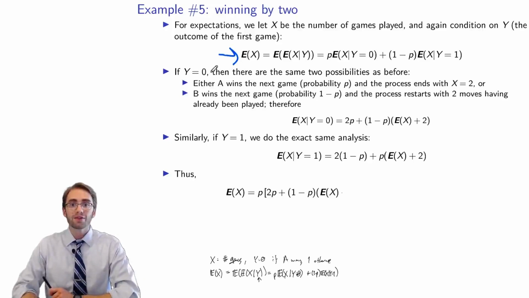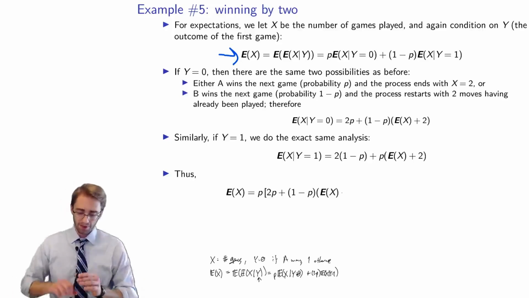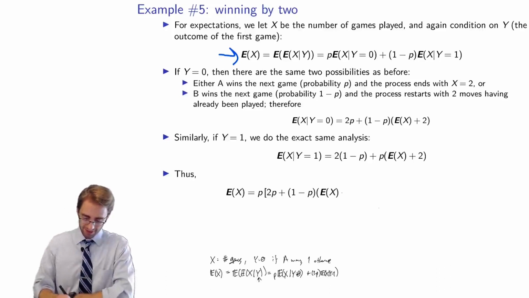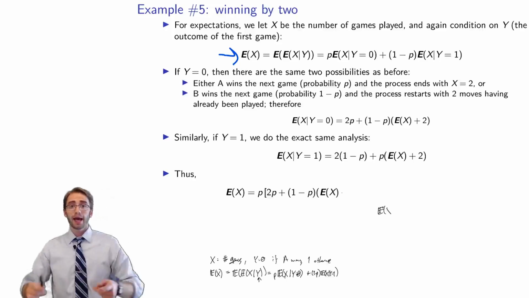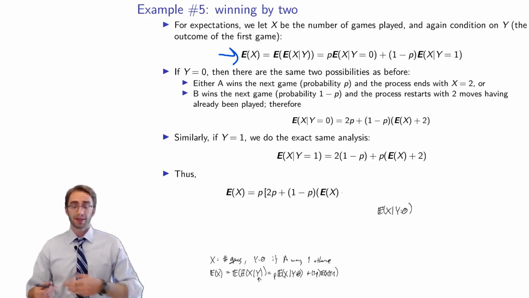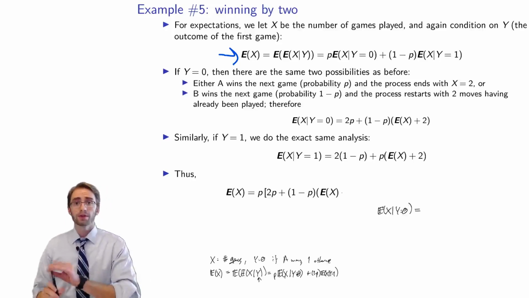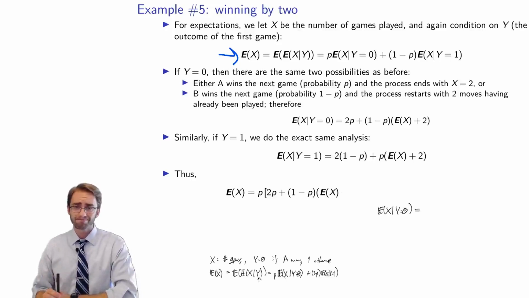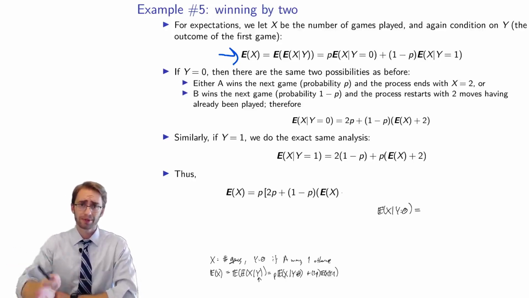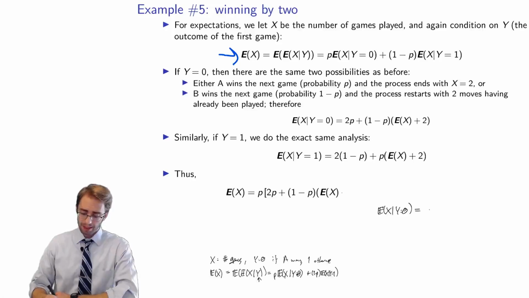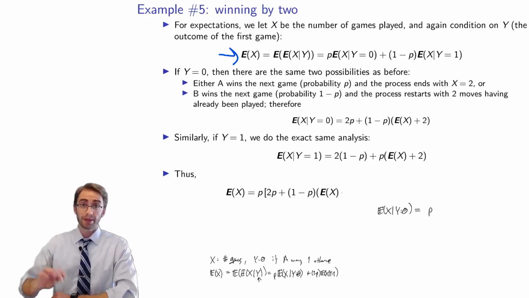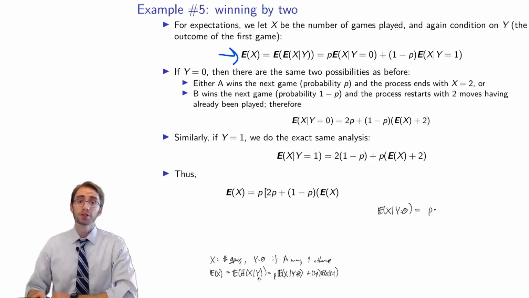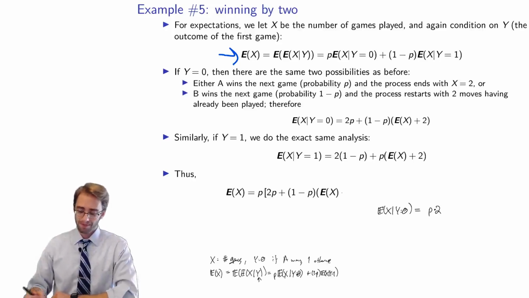So let's see here. Suppose y is equal to 0. Let's look at this one. Expected value of x, given that y is equal to 0. So that means that A has just won the first game. What is the expected number of games in total? Well, what are the two possibilities here? A has just won the first game, and now we're looking at what happens on the second game. Well, with a probability p, A would win the second game too, and the process would be over, and you would have played 2 games. So p times 2. And then what else could happen?